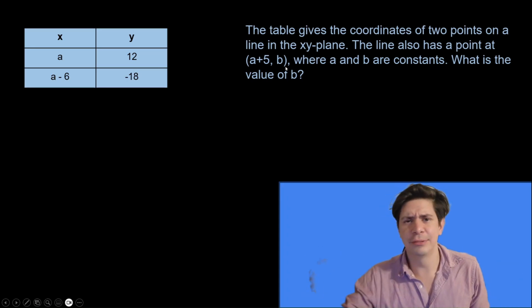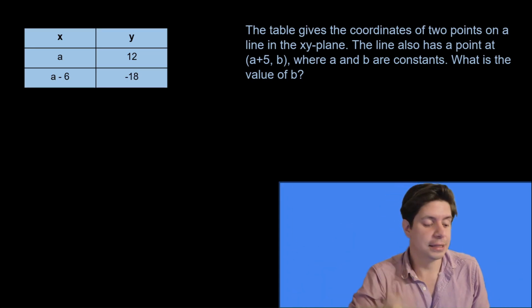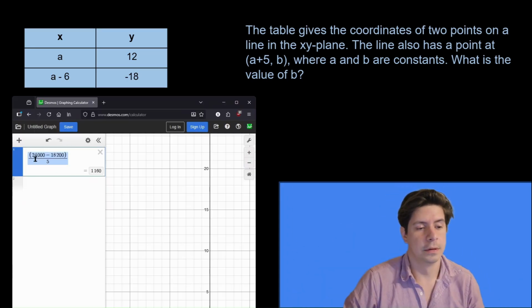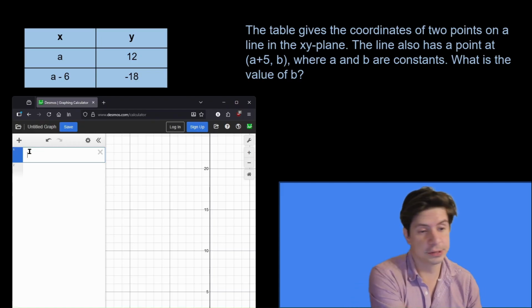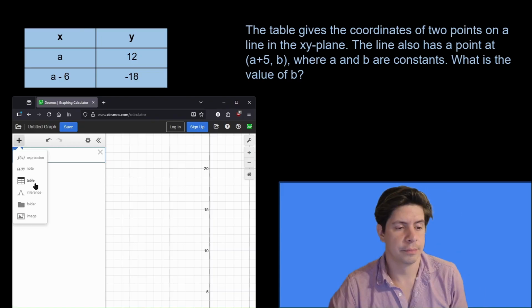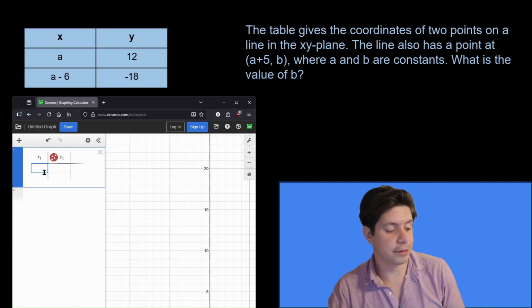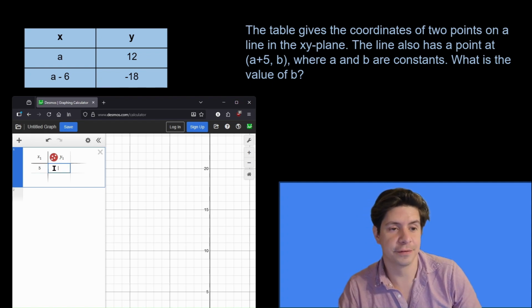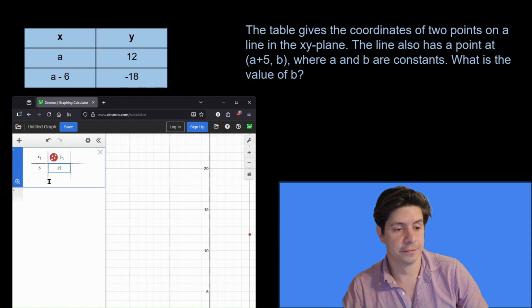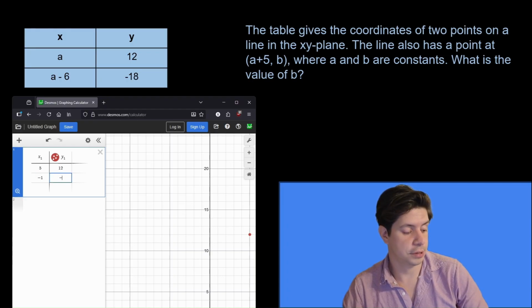But I'm just saying that that's really fast. Let's do it in Desmos as well. So the way I do it here in Desmos is I'm going to put a table in. Instead of a, I'm going to put values in. Let's say a equals 5. So I'll do 5, then I'll do 12, then I'll do -1, then I'll do -18.